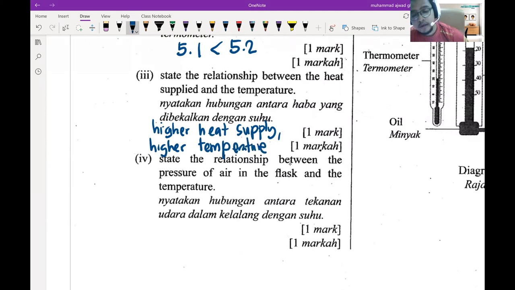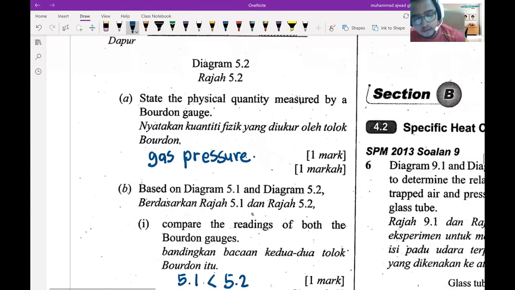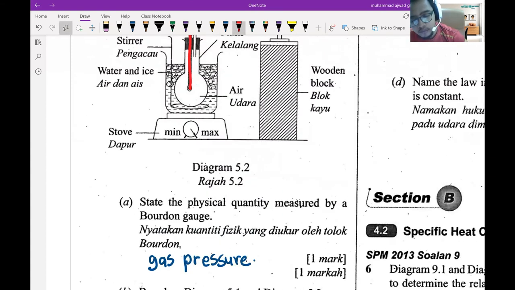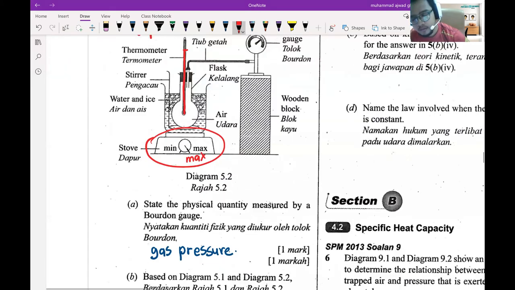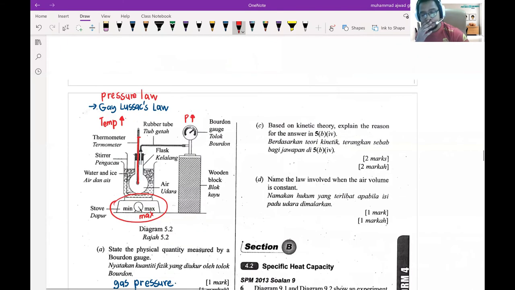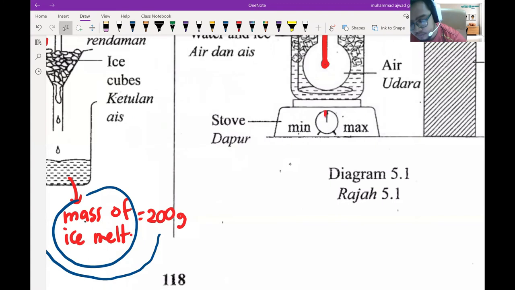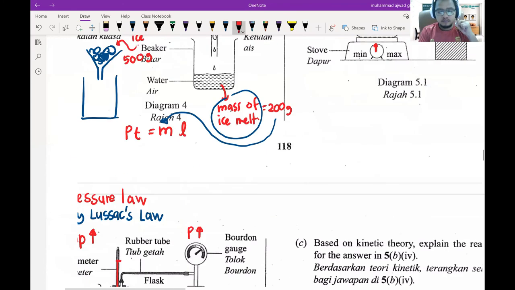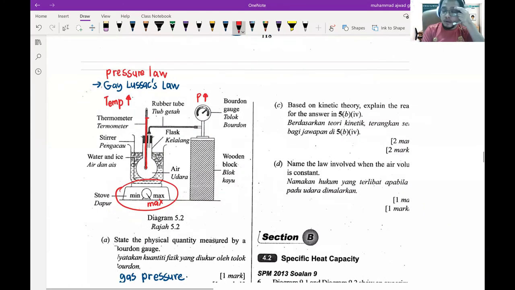Okay, mana cikgu tahu pasal heat supply? Korang tak perasan dekat satu ni kot. Dekat stove. Stove kat sini maximum. Stove yang dekat gambar atas, dia dekat tengah-tengah. Okay, ada different kat situ. Okay, that's a different. Next one.